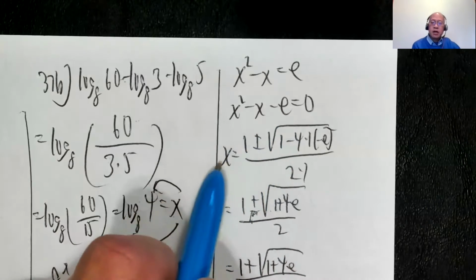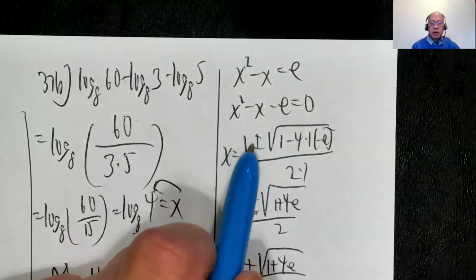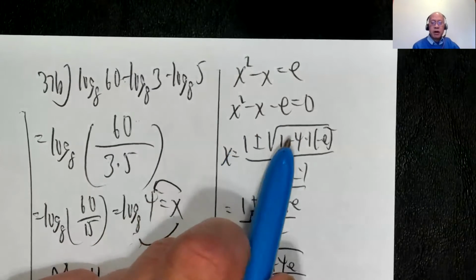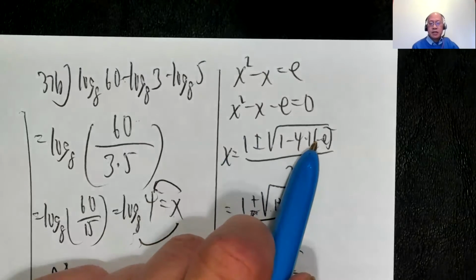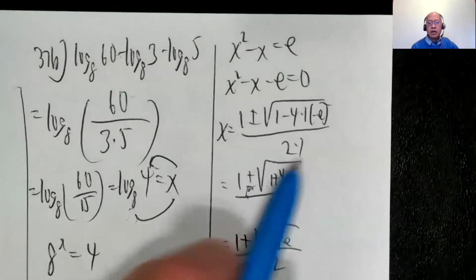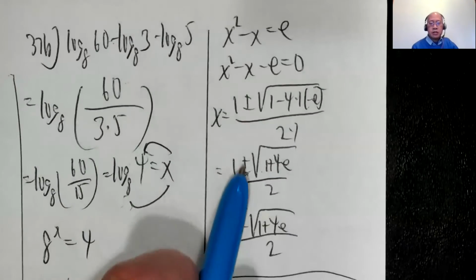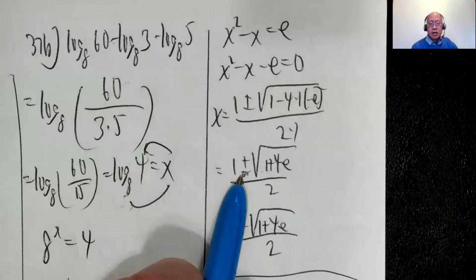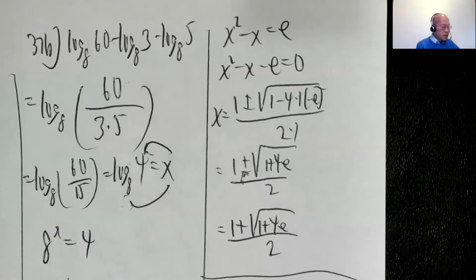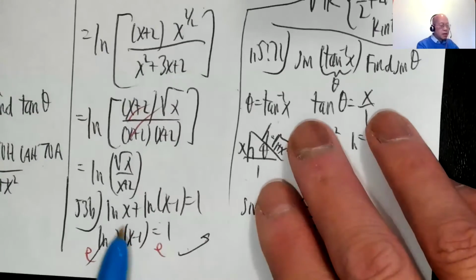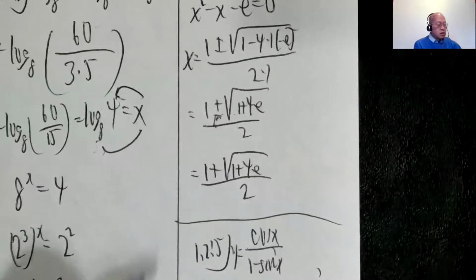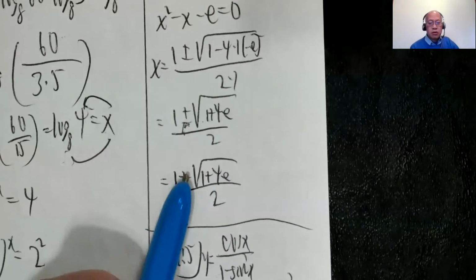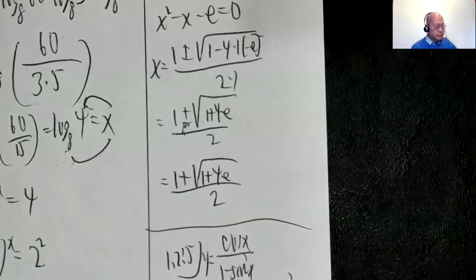Do my quadratic formula. X is negative b plus or minus the square root of b squared minus 4 times a times c, negative e, over 2 times a. 1 plus or minus radical 1 plus 4e over 2. I get rid of the minus because that would give me a negative, and in the original problem, I'm not allowed to take the ln of a negative. So the only answer is 1 plus square root of 1 plus 4e over 2.